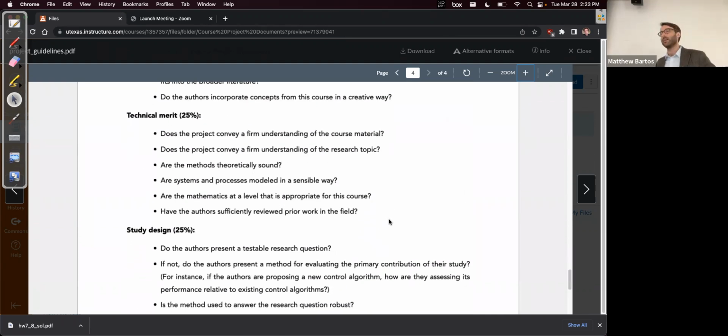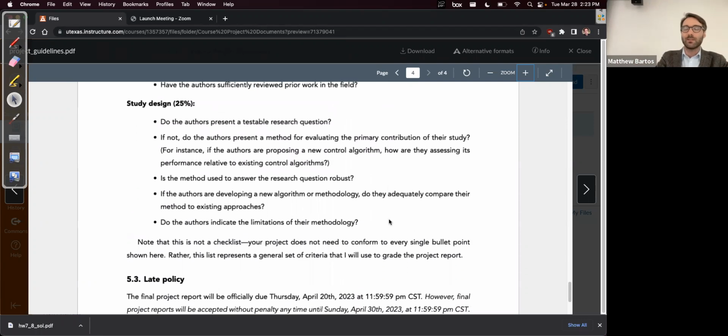Third is technical merit, and really this encompasses how well you're integrating the material from the class. Does it show a mastery of material from the course? Does it show an understanding of the research topic that you chose? Are the methods technically and theoretically sound? Are you modeling any real-world physical processes in a sensible way? And is the mathematics at a level that's appropriate for the course? So this is the technical component of the report. How strong is the technical side?